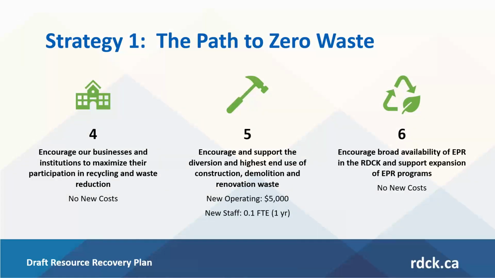The fourth set of actions is to encourage our businesses and institutions to maximize their participation in recycling and waste reduction. There are no new costs associated with these actions. The fifth is to encourage and support the diversion and highest end use of construction, demolition, and renovation waste. There are new operating costs of $5,000 per year and some new staffing. The sixth is to encourage broad availability of extended producer responsibility programs in the RDCK and support expansion of EPR programs. There are no new costs associated with these actions.